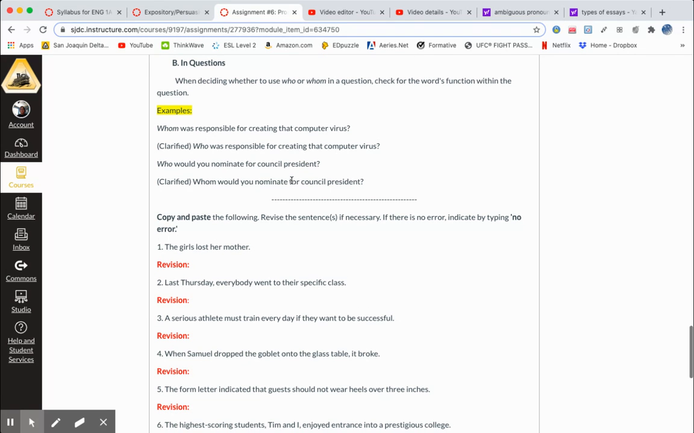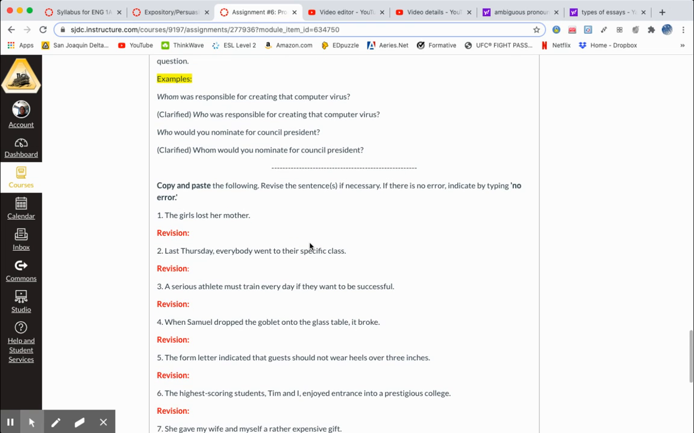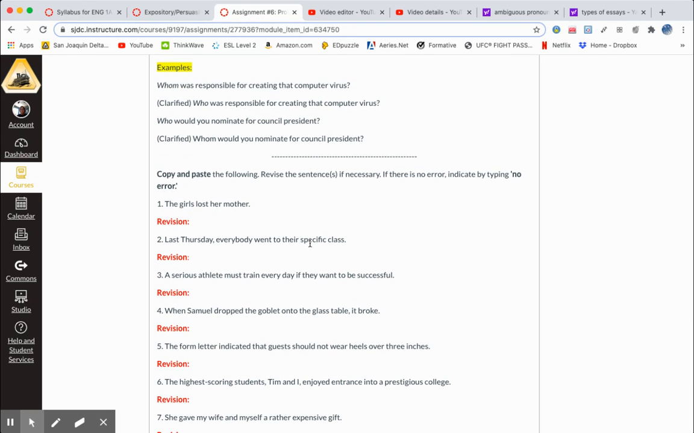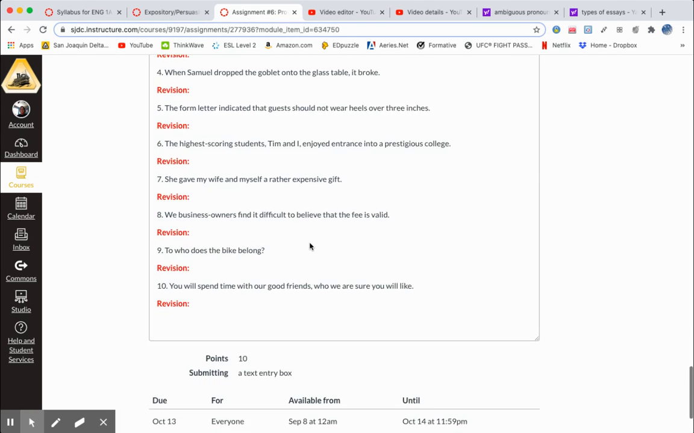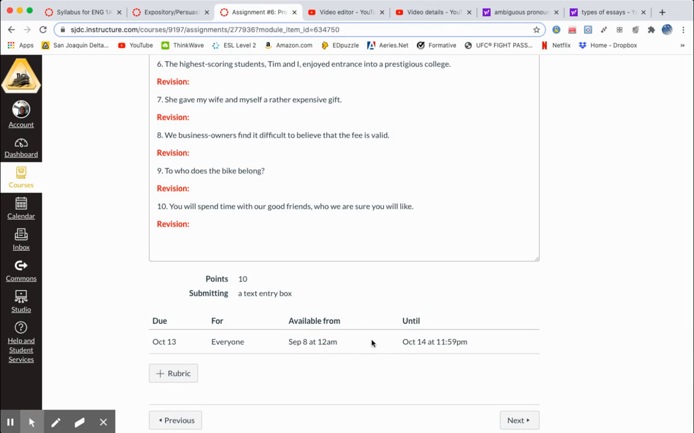Okay. As usual, copy and paste the following, revise the sentences if necessary, and if there's no error, indicate by typing no error. Okay, good luck.